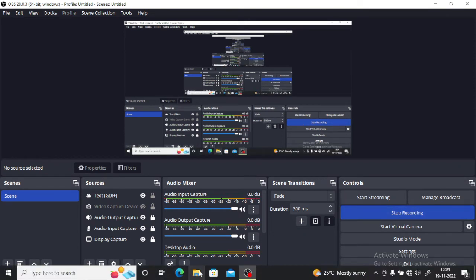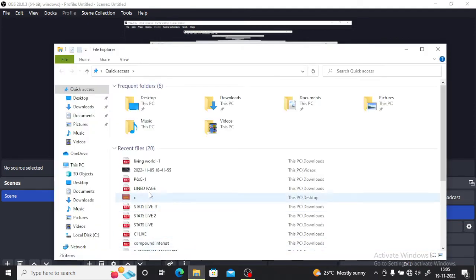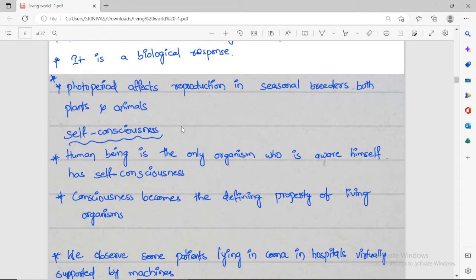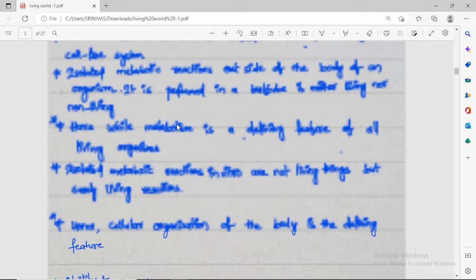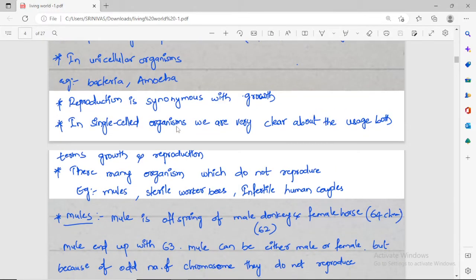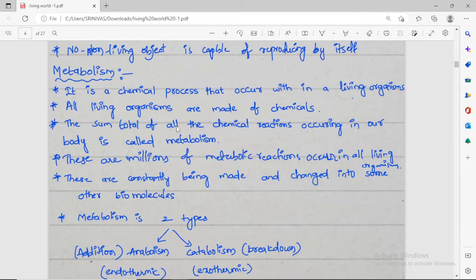I will continue the topic, the living world. Before, we learned about some living organisms and the characteristics of living organisms: growth, reproduction, ability to sense, and ability to self-regulate and self-replicate. These are all characteristics of living organisms. We already learned growth and reproduction. Now we enter into metabolism. We will start the metabolism.